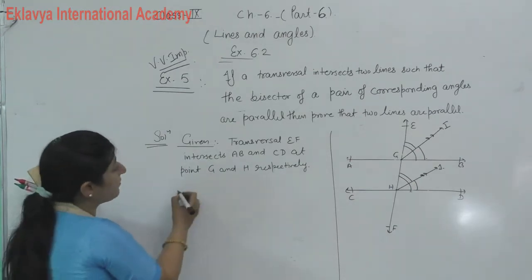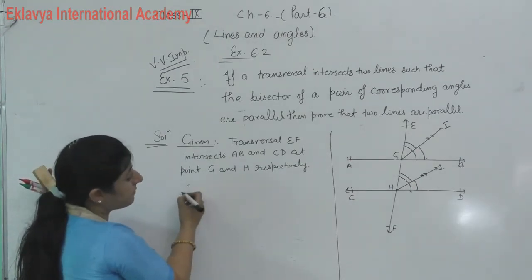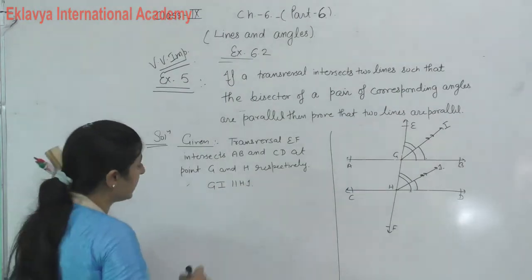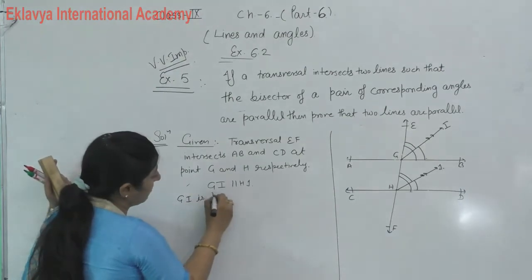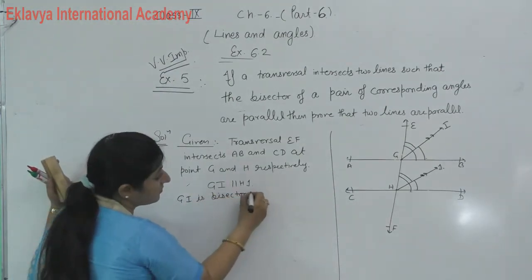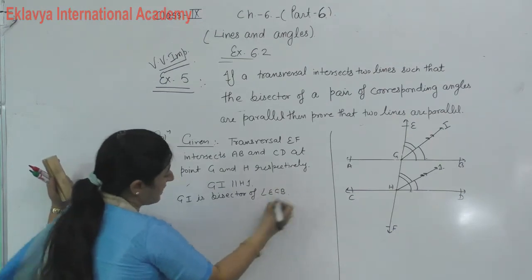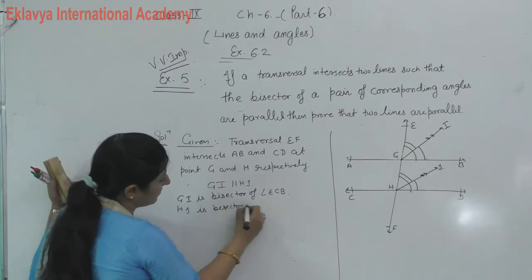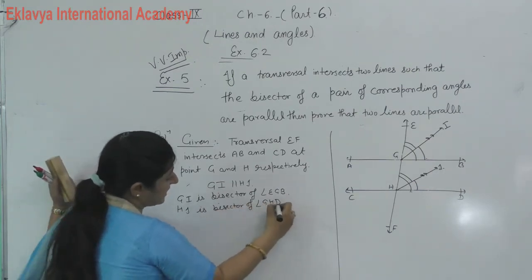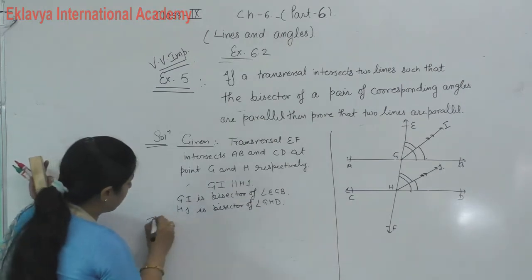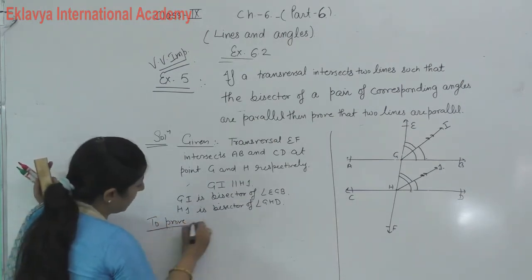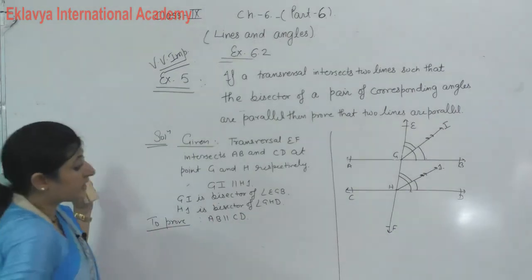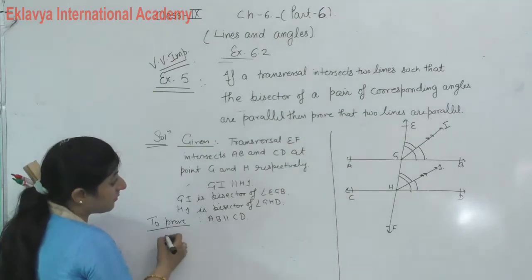Bisectors of a pair of corresponding angles are parallel. It means GI is parallel to HJ. Also given GI is bisector of angle EGB and HJ is bisector of GHD. To prove AB parallel to CD. Now see the proof.